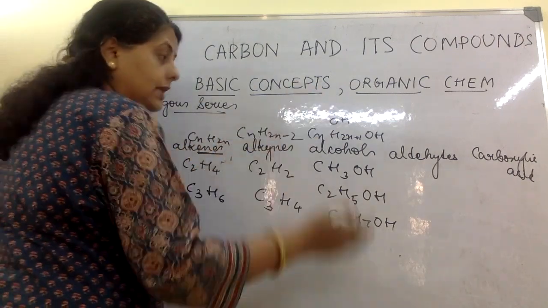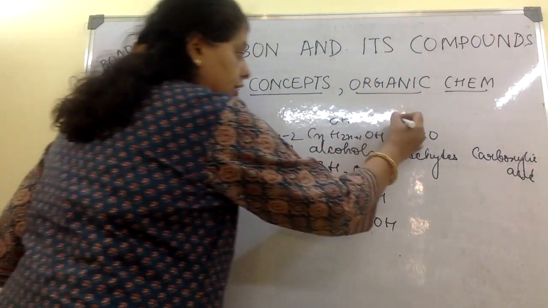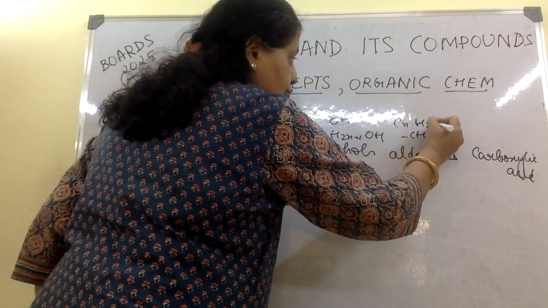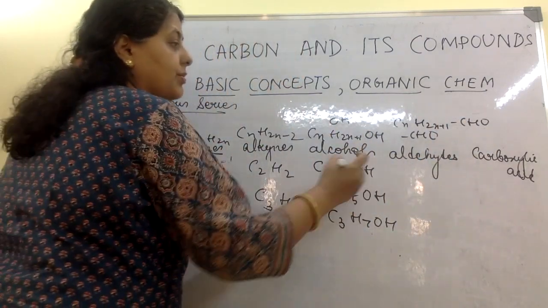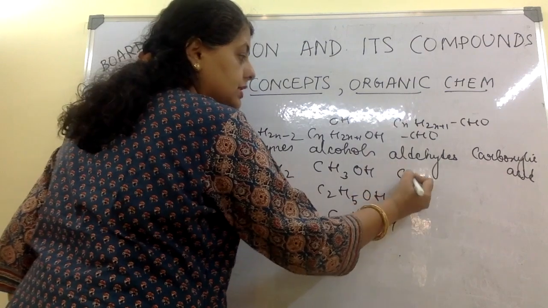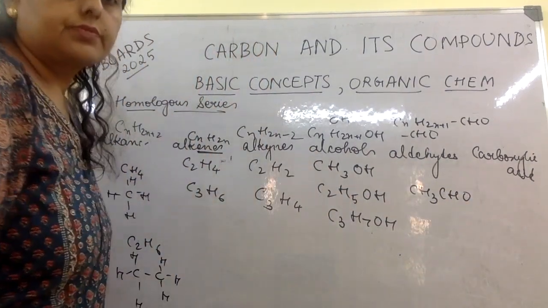And then come to aldehydes. Here the functional group is CHO. The general formula is CnH2n+1 and then CHO. So my first member, if I take 1 here, is CH3CHO.